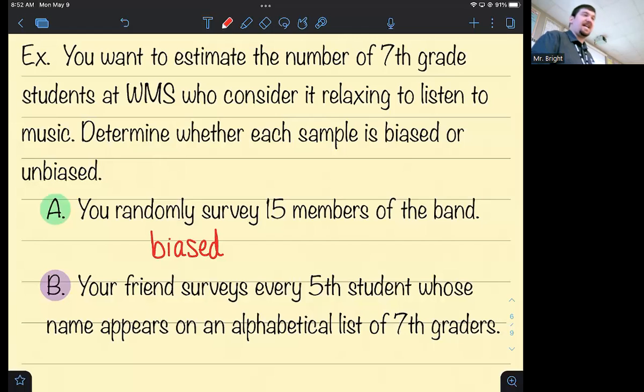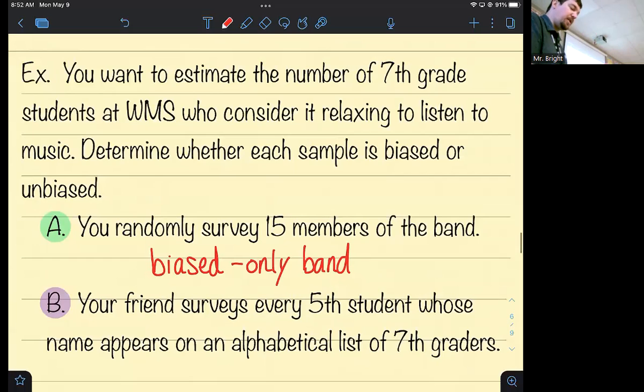Wouldn't they like music? I mean, they make it every day, right? And they're 7th grade, they're only 7th grade. Well, true. But you're only asking 7th grade people. That's our population, right? So it's good to know what your population is. Make sure your sample includes all parts of that population, not just the 7th grade band members. Also, another thing you could have gone with here. You're only asking 15. Not big enough, too small.